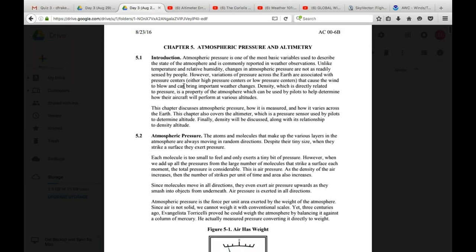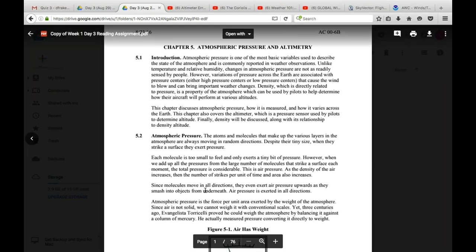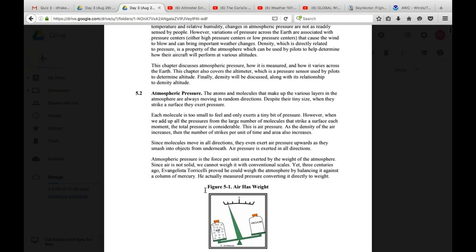Basically, we're just talking about atmospheric pressure and how it's going to affect our readings on how high we are. Like he was saying, high to low, look out below, or hot to cold. If you go from a high pressure area to a low pressure area or a hot area to a cold area, your altimeter is going to read that you're still higher than you are.